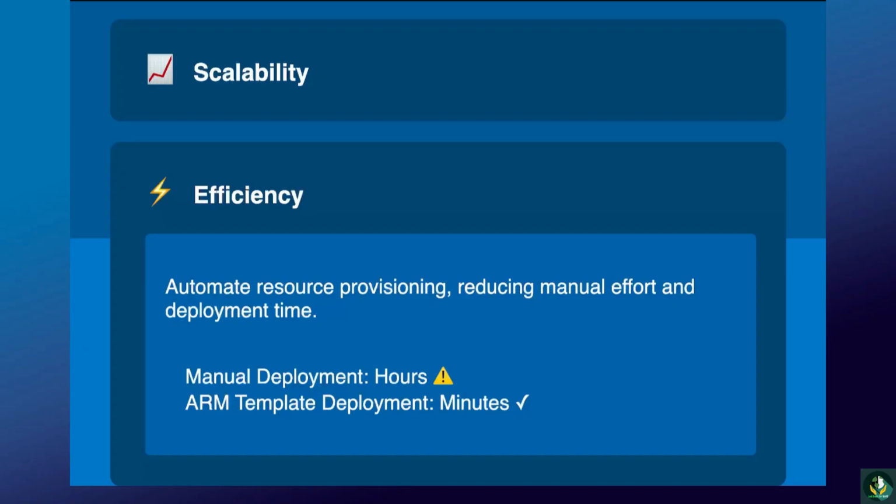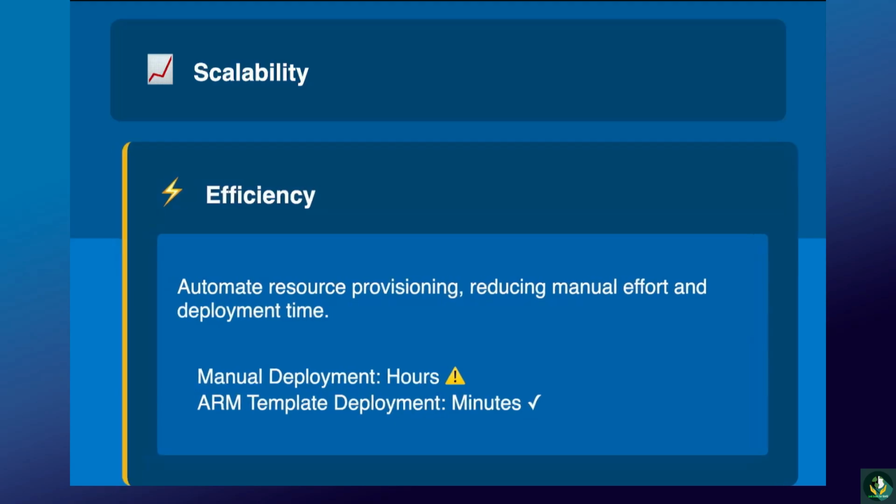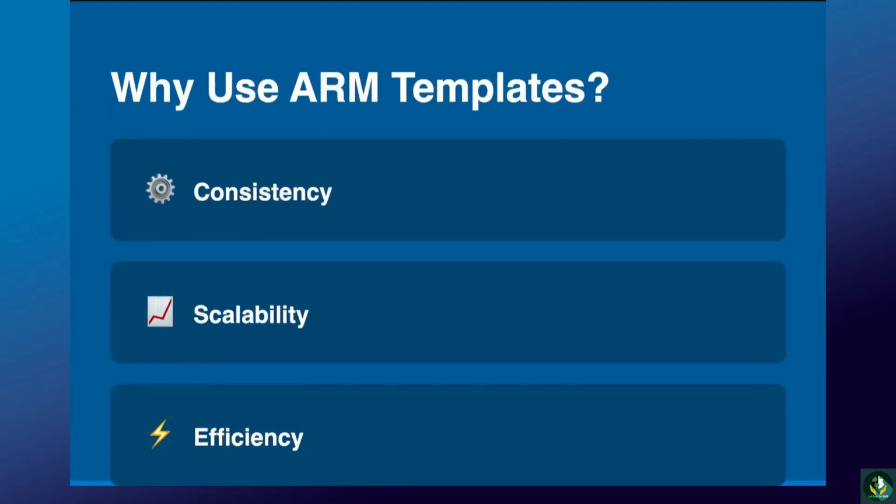So these three capabilities, or benefits, help ensure that your infrastructure deployments are reliable and maintainable. Teams can focus on improving templates rather than troubleshooting deployment inconsistencies.